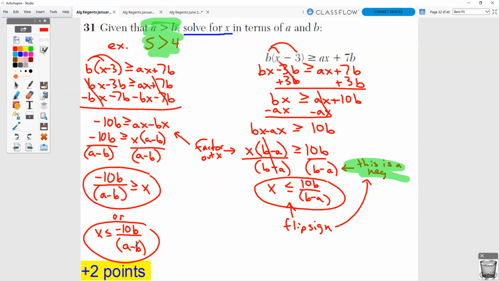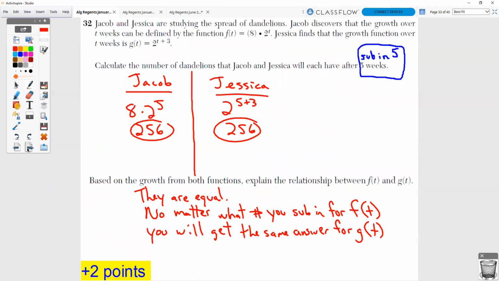If you just have one mistake somewhere, you would get 1 out of 2. This one's sort of hard to grade on your own, but if you only have one mistake somewhere, like an inequality sign or something like that, that would be 1 out of 2.